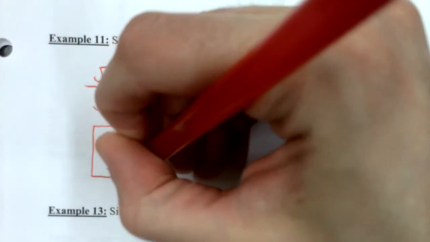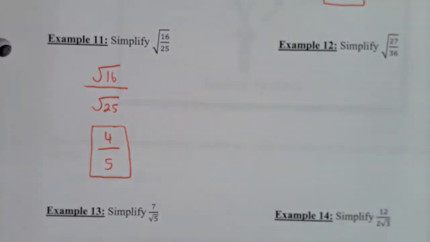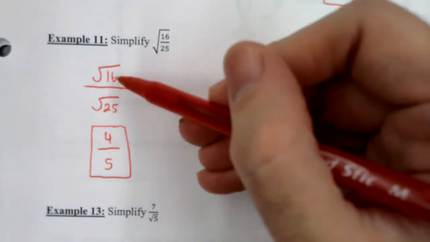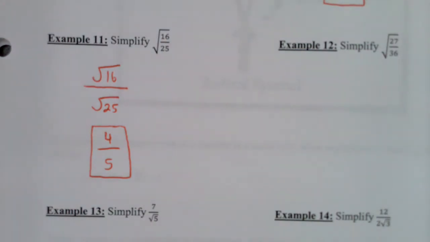So that one wasn't actually that bad, because both the numerator and the denominator were perfect squares. So that one wasn't that bad.